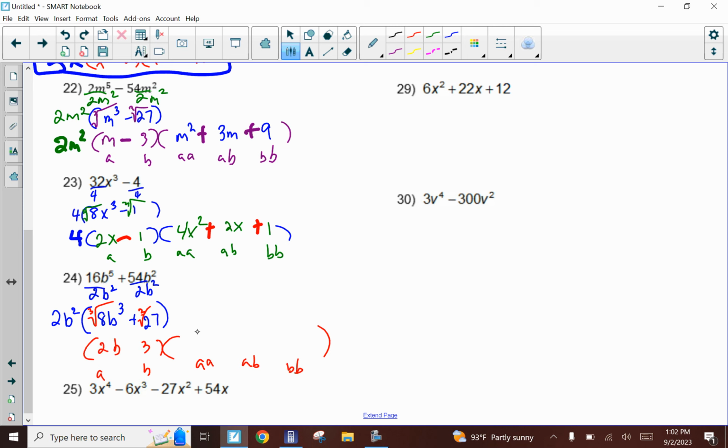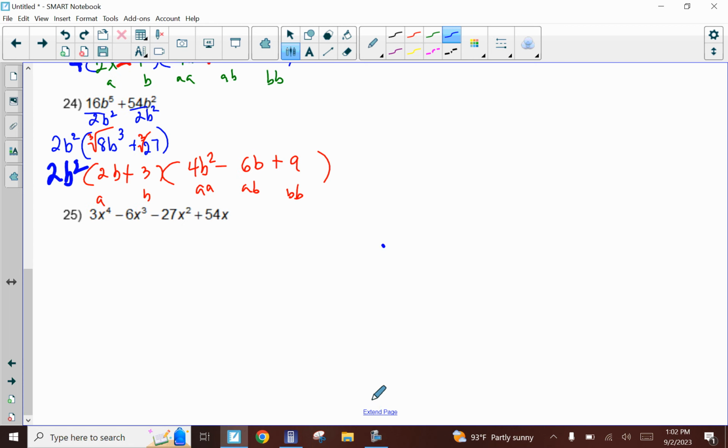This is going to be 2b times 2b, so 4b squared. And then 2b times 3 is 6b. And then 3 times 3 is 9. Then same, opposite, always positive. And then we go ahead and stick the 2b squared out in front. That's our answer.